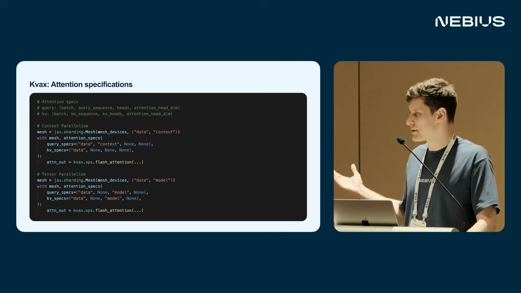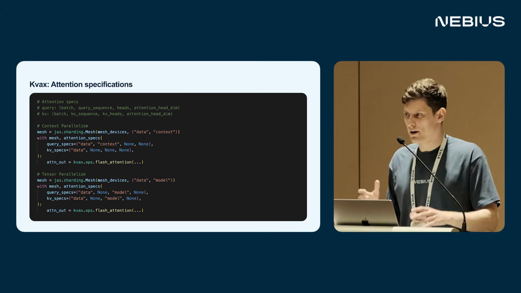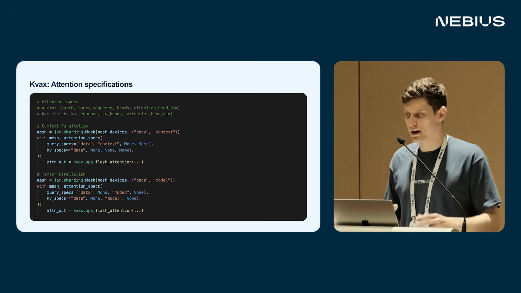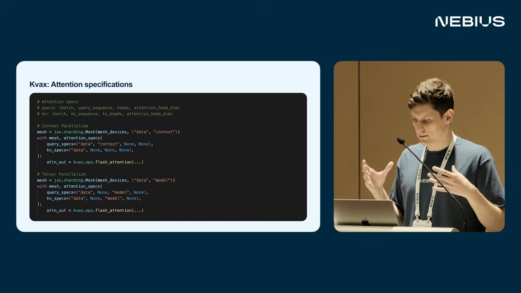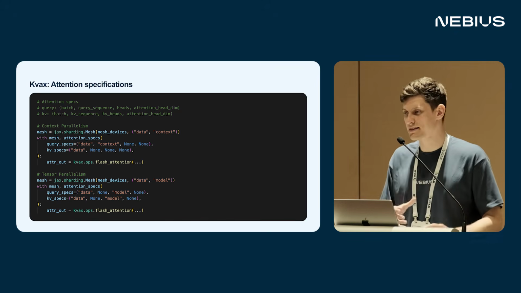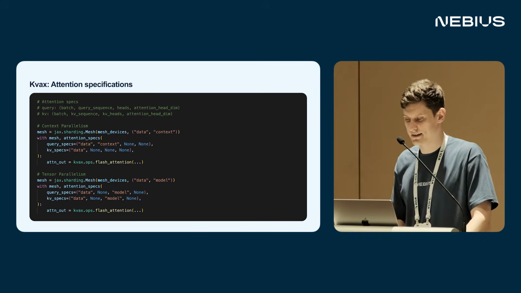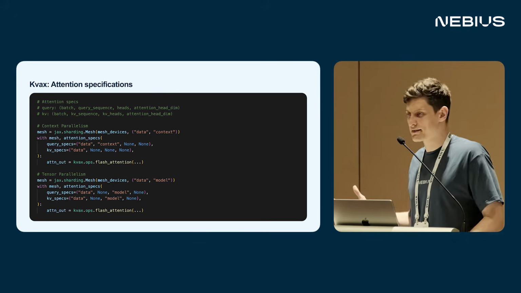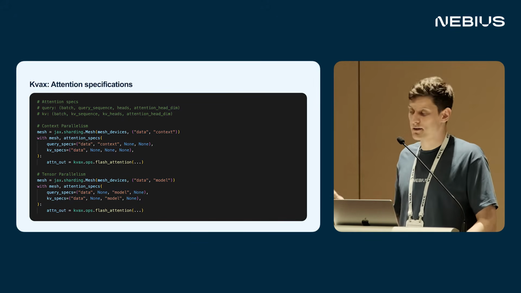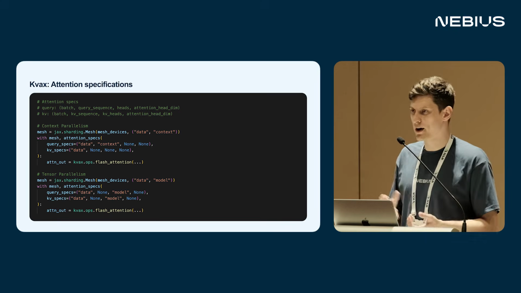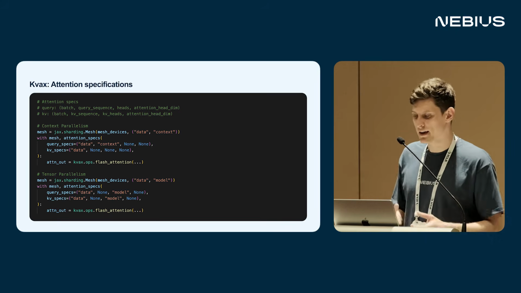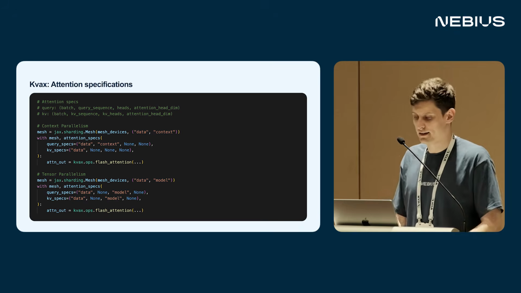The first example is for context parallelism, where we shard the query tensor by the sequence axis. And the second example is for tensor parallelism, where we shard query, key, and value tensors by the attention head axis.